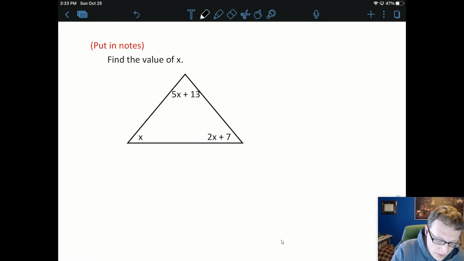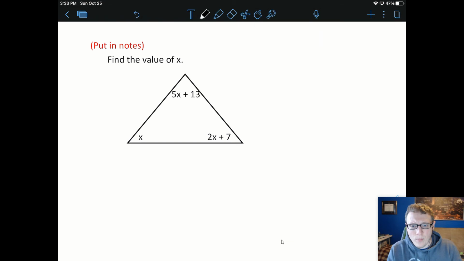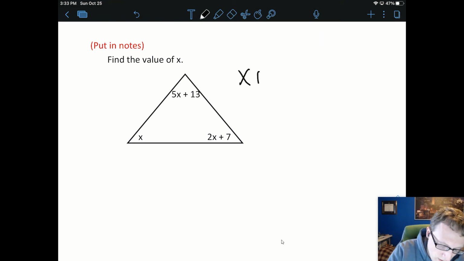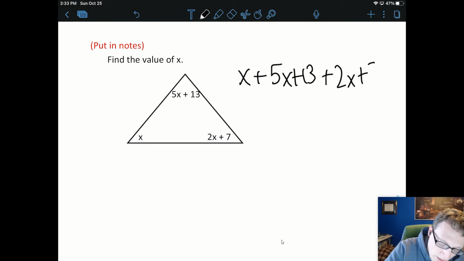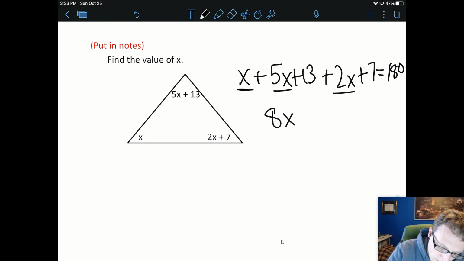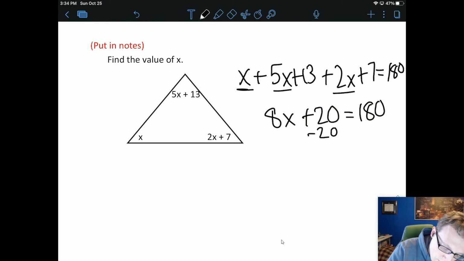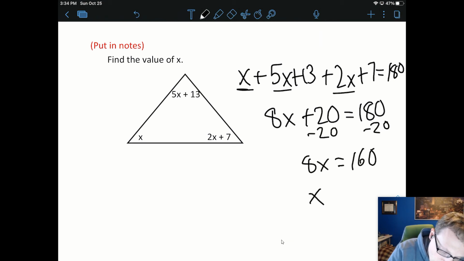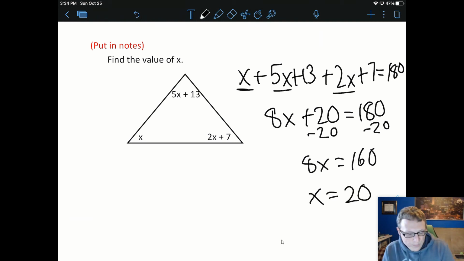So this one's a little bit different, but not really, right? We're going to add up all those three angles and set them equal to 180. So there's the first two angles, and then we also need that third one. Add them all up, set them equal to 180. Combine your like terms, so that's going to be 8x. The 13 plus 7 is going to be 20. If we subtract 20 from both sides, we get 8x is equal to 160. Divide both sides by 8 here, we get x is equal to 20.